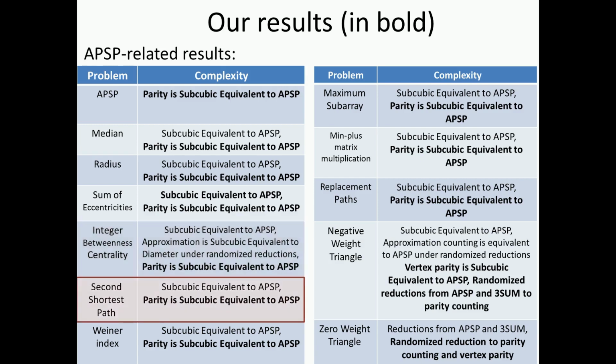We also show that computing the parity of the second shortest path is subcubic equivalent to all pair shortest path, and that computing the parity of the Wiener index is subcubic equivalent to all pair shortest path, where the Wiener index is the sum of all the distances between every two vertices in the graph. We have more similar results of problems that have their parity version subcubic equivalent to all pair shortest path and themselves.